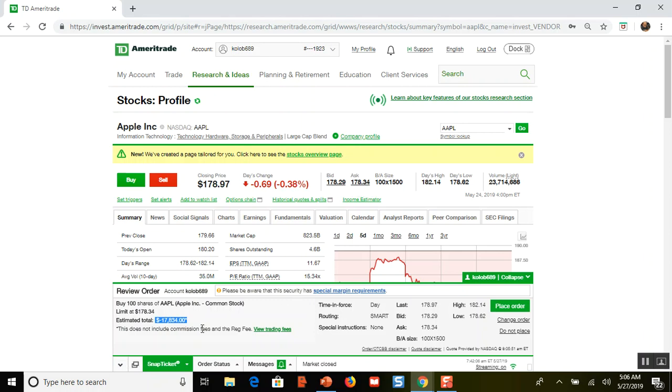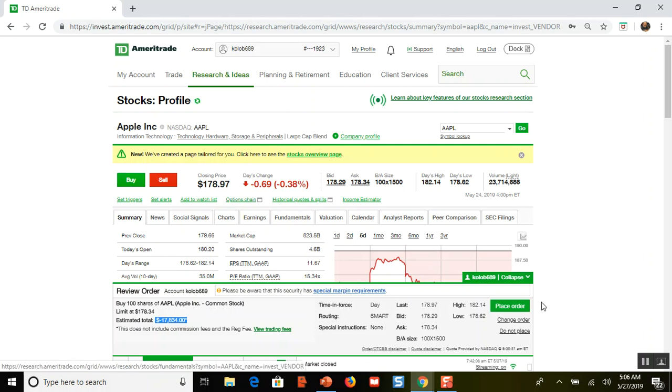I just put in for a market order, and then you click the place order, and if the order fills, you'd be the proud owner of 100 shares of Apple, and your investment would be $17,834, which is the same thing you do if you just invest like a regular investor. So now you've got the 100 shares, and now you're going to go on to step number 2.